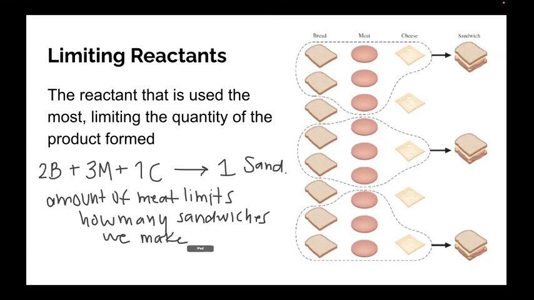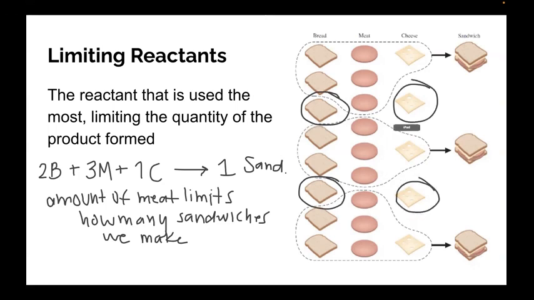We notice all of my meat is used up, but I have some extra amount of cheese and extra amount of bread. But ultimately, I can't make more sandwiches because I don't have enough meat. We're able to say that we have excess bread and excess cheese.